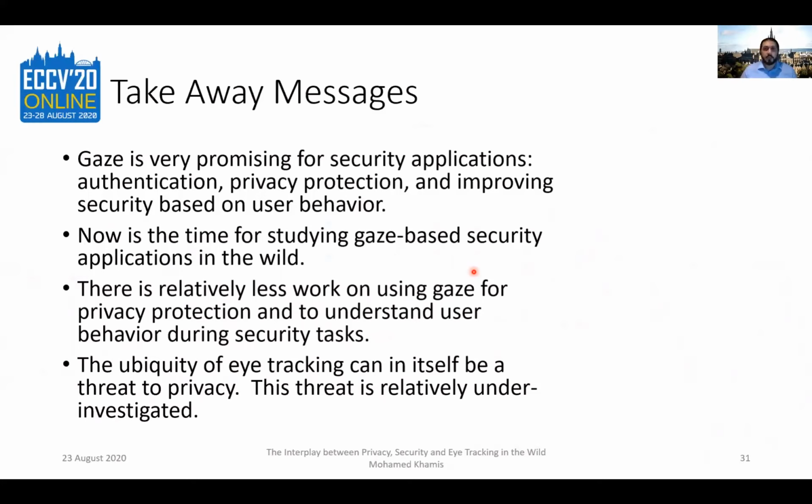For example, we need to investigate if we can somehow ensure that gaze data that is collected through eye tracking apps cannot be used maliciously. We are now able to do eye tracking on mobile devices, and we should ensure that in the future this is not maliciously used, either intentionally or unintentionally, by the users or by developers of mobile apps.